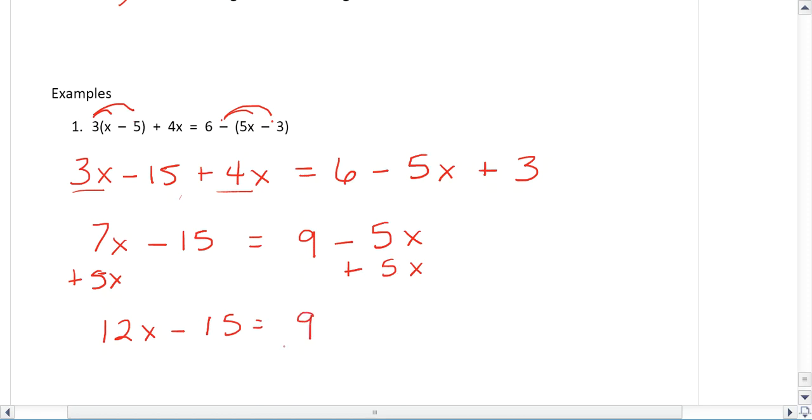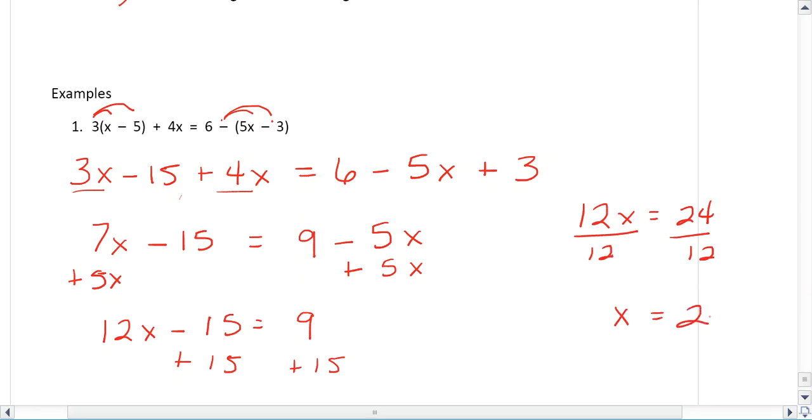Now I want to get the numbers together on the other side, just like when this was a two-step equation. So I'm going to add a 15 to both sides. And that would give me 12x is equal to 24. So when I do this last step of divide both sides by 12, I get x equals 2.